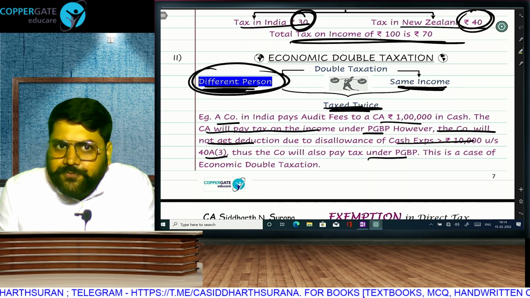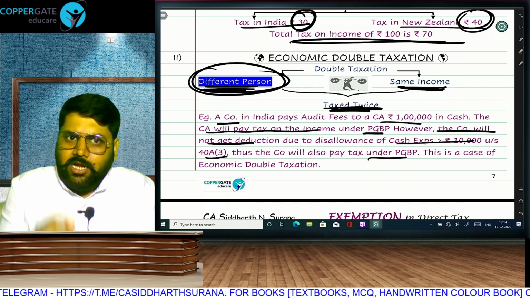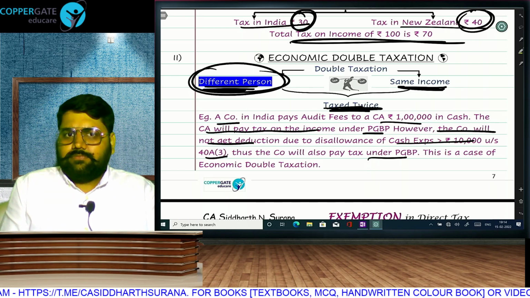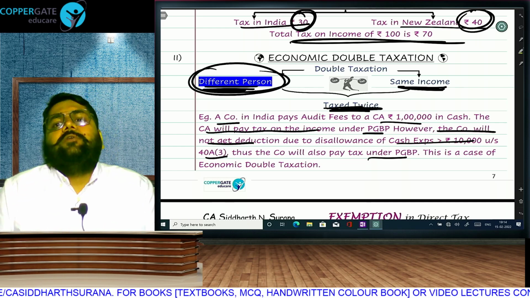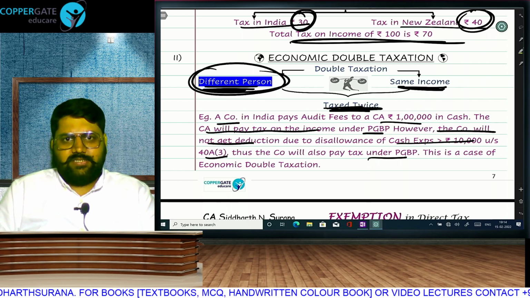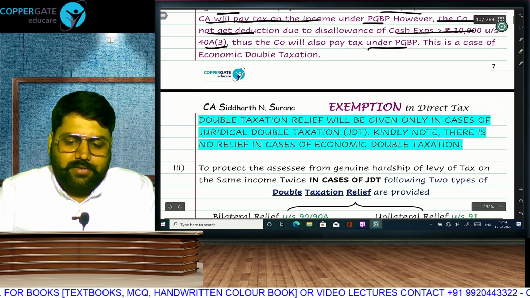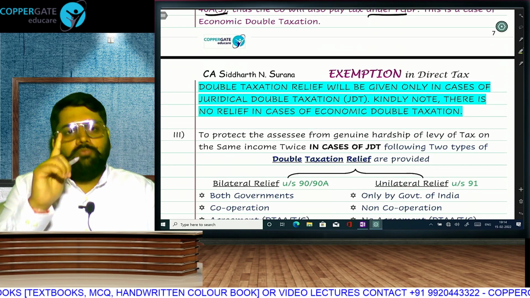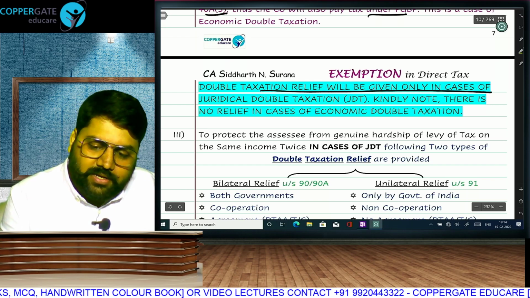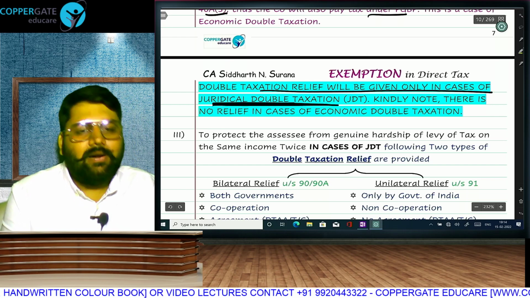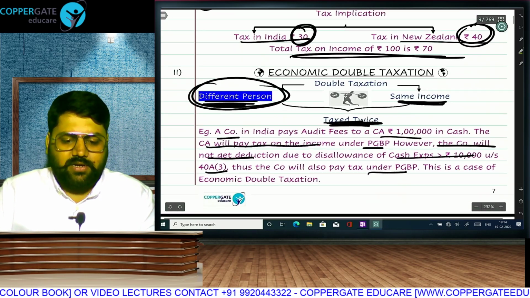The difference between juridical double taxation and economic double taxation is that juridical double taxation is on the same person and economic double taxation is on different people. So same person, same income getting taxed twice is juridical, and different people getting taxed is economic double taxation. And now comes the most important point of this chapter: we will give you relief only in cases of juridical double taxation. The concept of economic double taxation is over after this discussion.